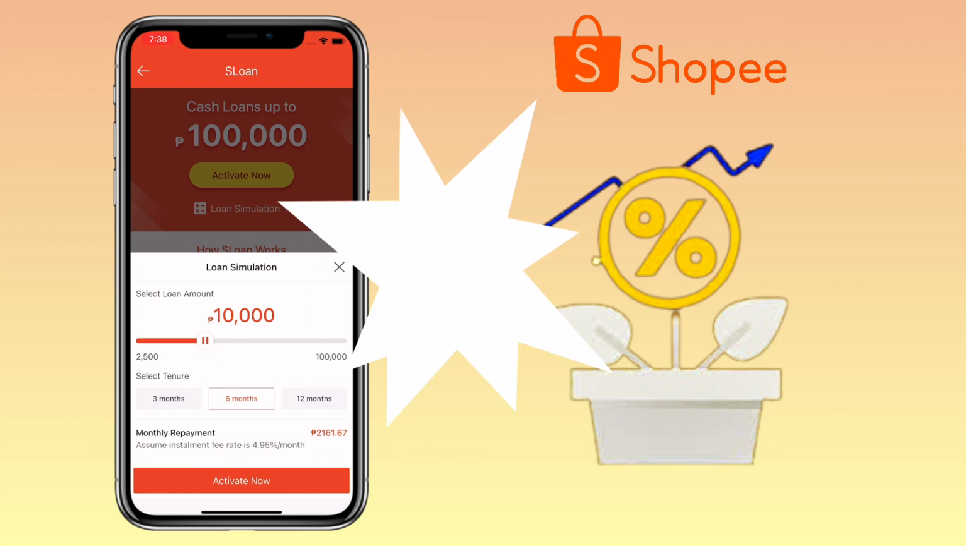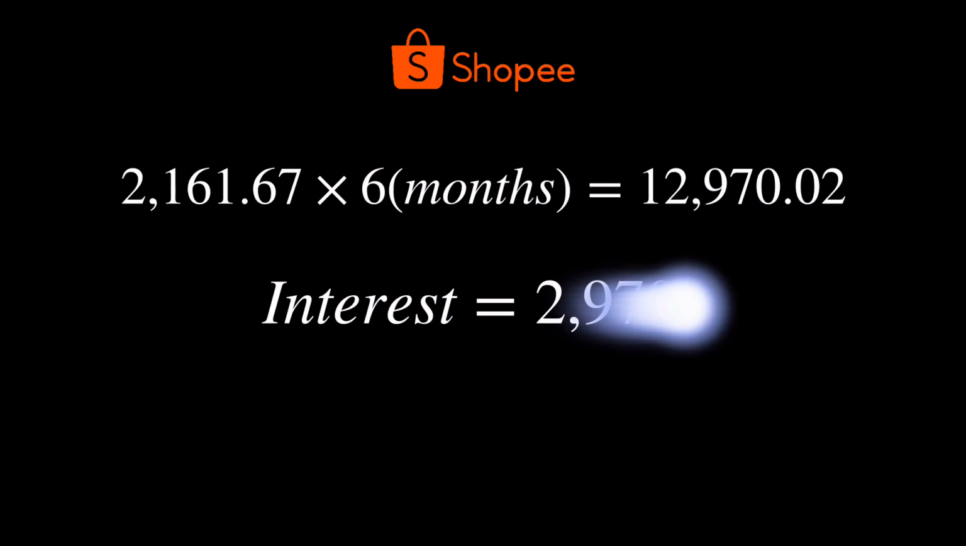With 6 months, assuming installment fee rate is still 4.95% monthly, you will be paying 2,161.61 pesos. We multiply it by 6 since we will be paying it for 6 months. The total payment will be 12,970.02 pesos.